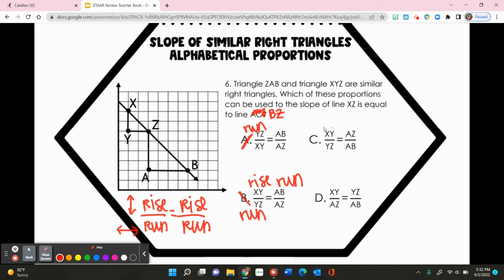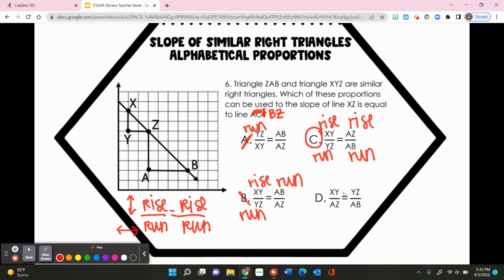If we keep going, let's go ahead and look at C. For XY, this is a rise. It goes up and down. Looking at YZ, YZ is a run. AZ, line segment AZ is a rise. And line segment AB is a run. So here I see that I have the proportion rise over run equals rise over run. So here C is my answer.